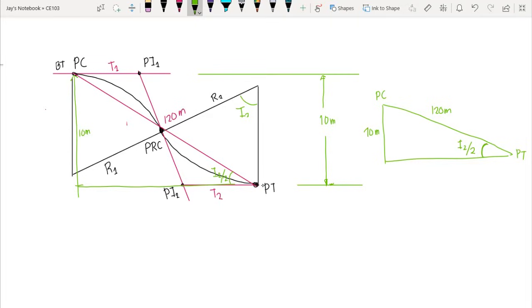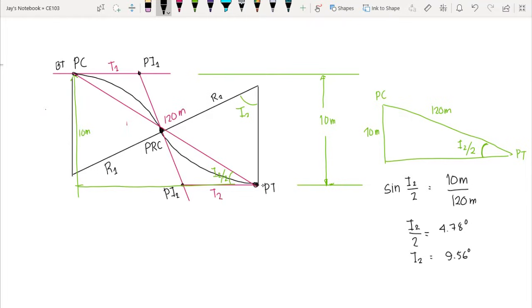So by using sine, we have sine of I2 over 2 is equal to the opposite, 10 meters, over the hypotenuse, 120 meters. So we would get the value of our I2 over 2, which is equal to 4.78 degrees. So therefore, our angle of intersection of simple curve 2 here is equal to 9.56 degrees. That's too small for a simple curve. But anyways, let's continue our computation.